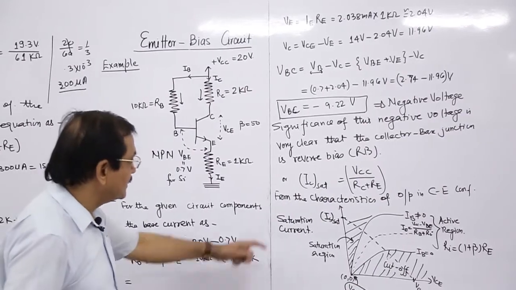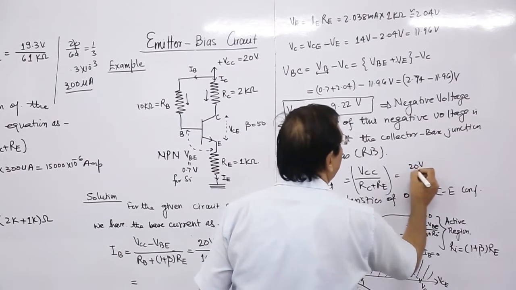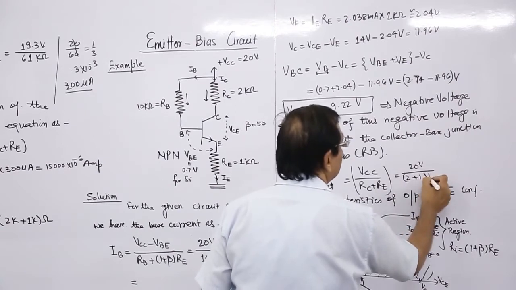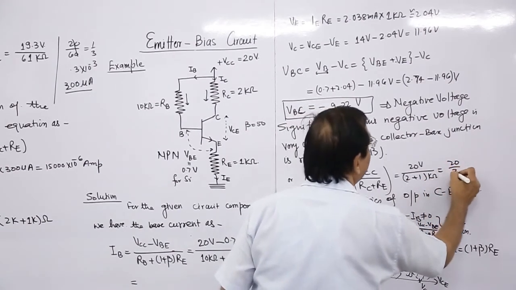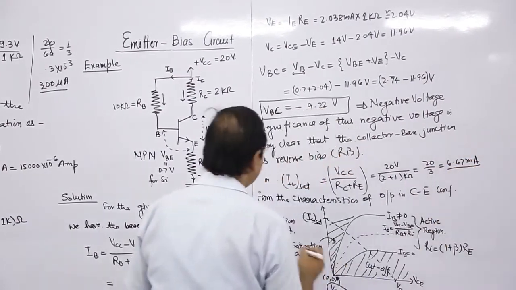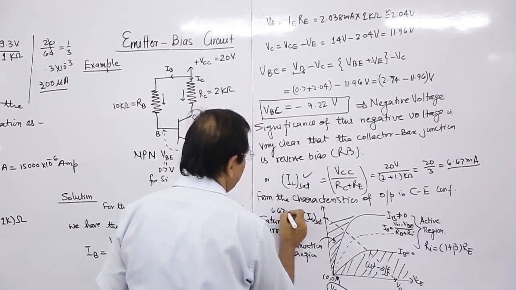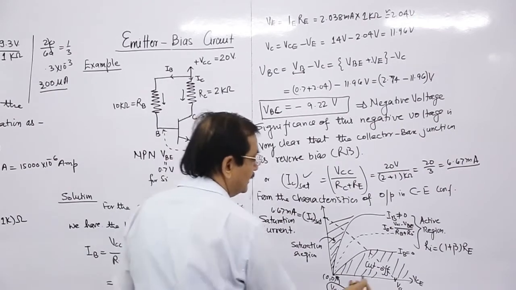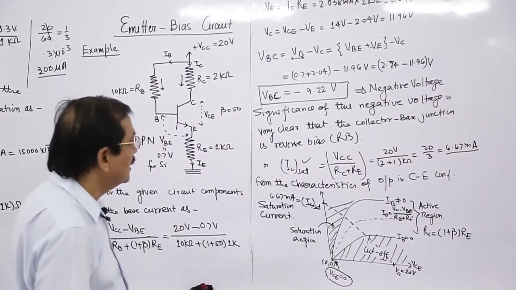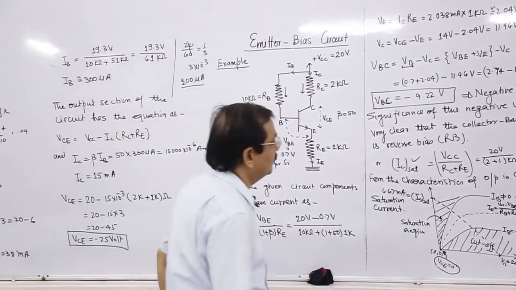And the I saturation is 20 volt divided by 2 plus 1 kilo ohm, that is 20 upon 3, that is 6.67 milliampere. So this I sat is 6.67 milliampere, and this VCC is 20 volt. For the particular, VCE is 14 volt.